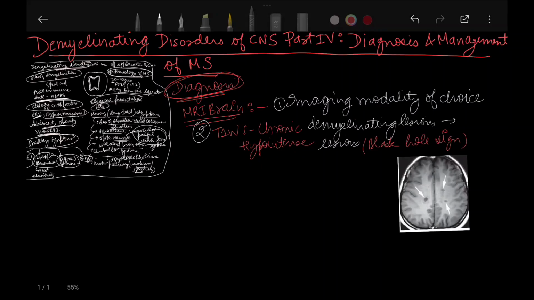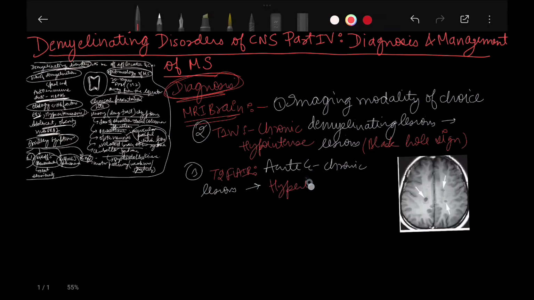As there is chronic demyelination around the periventricular regions, these appear as hypointense lesions. Now after this, number 3, we have T2 FLAIR. Now what is T2 FLAIR? These are acute and chronic lesions which appear as hyperintense lesions. Okay, T2 FLAIR. We had already studied this.